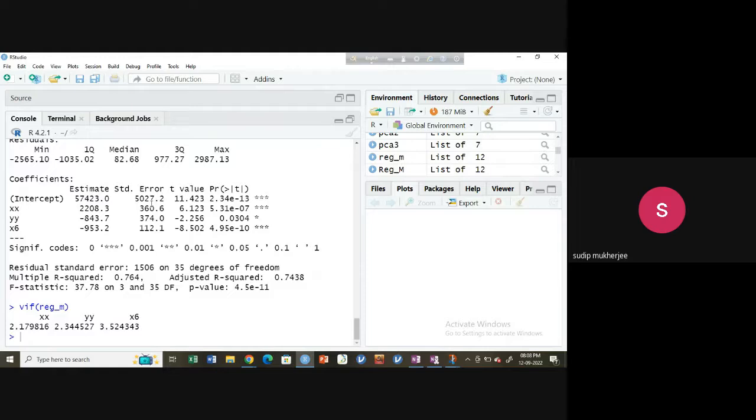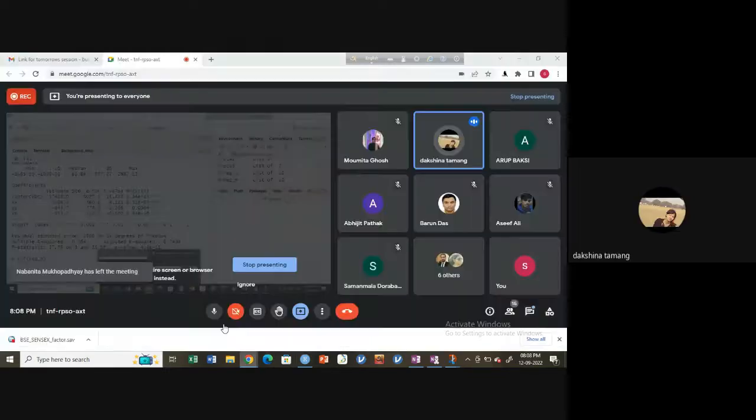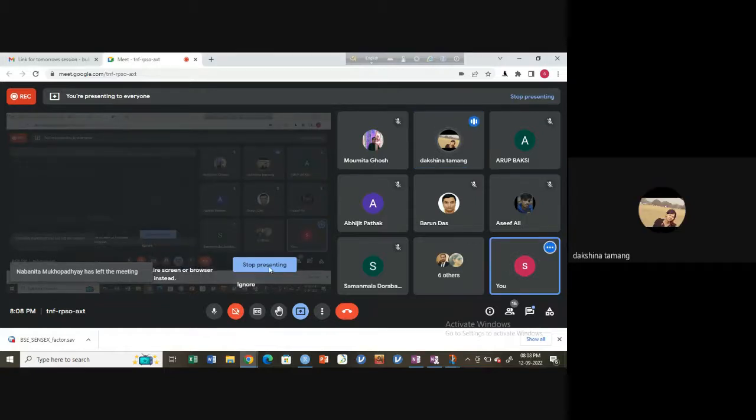Is it clear how to use the factor analysis? Or any doubt? Sir, I have one question. Please. In many papers, I have seen some have used factor analysis and some have used PCA. So what is the difference, and when can we go for factor analysis, and when can we go for PCA?